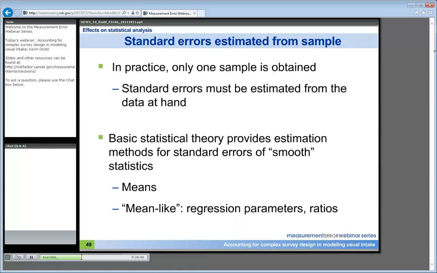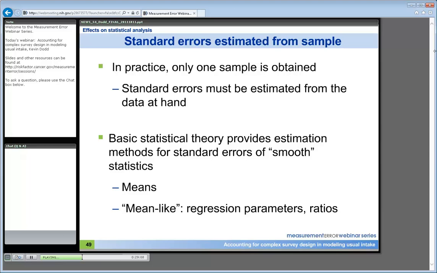So I've described the concept of standard error here as having to do with repeated sampling of the population. But in practice, you only get one sample. So to do significance tests or to make confidence intervals, you have to estimate the standard error from the data you have on hand. Now, it turns out that there's basic statistical theory that provides ways to estimate standard errors from sample data for a wide range of estimators.